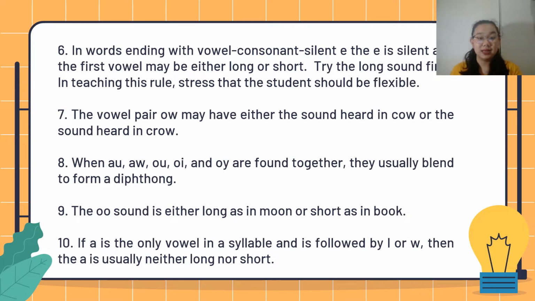When O as in aunt, O as in law, ow as in loud, oi as in oil, and oi as in boy are found together, they usually blend to form a diphthong. The double O sound is either long as in moon, or short as in book. If A is the only vowel in a syllable and is followed by letters L or W, then the A is usually neither long nor short.